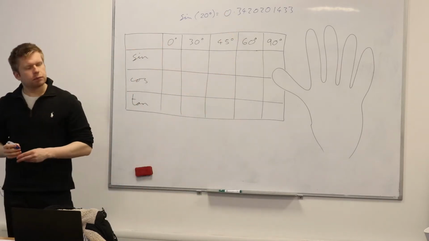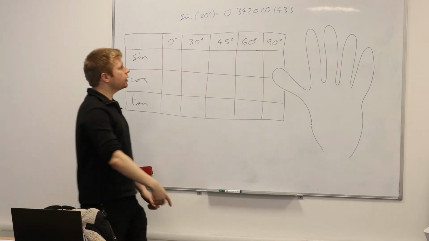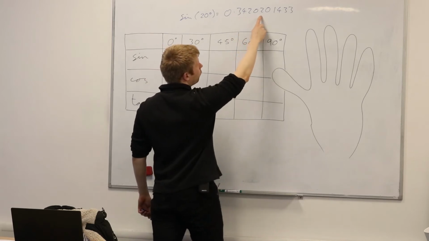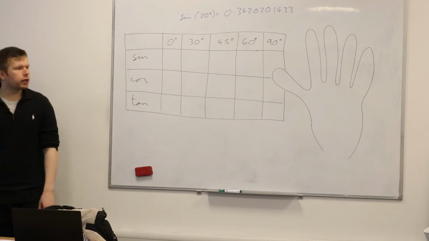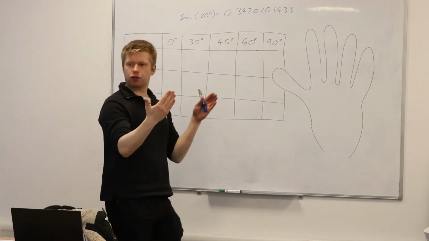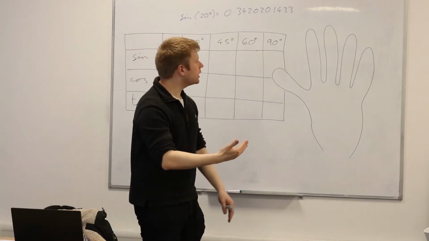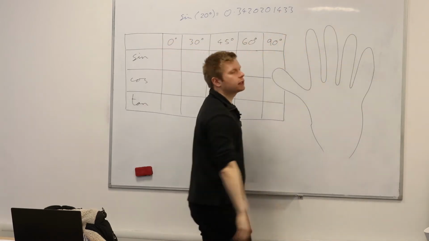Does it stop there? Does sine of 20 stop after 1, 2, 3, 4, 5, 6, 7, 8, 9, 10 decimal places? No, it doesn't. It's just because your calculator has run out of digits on its display. So in reality, this will carry on going for quite a long time.